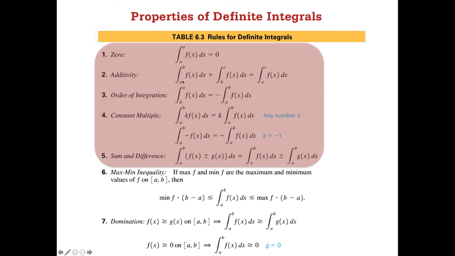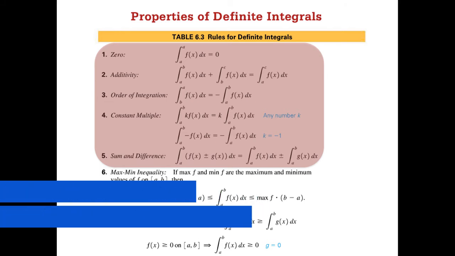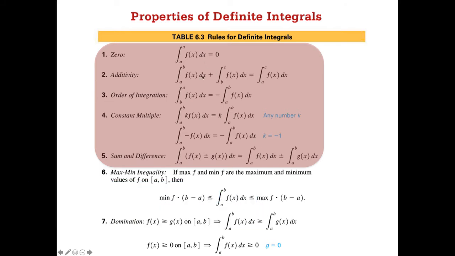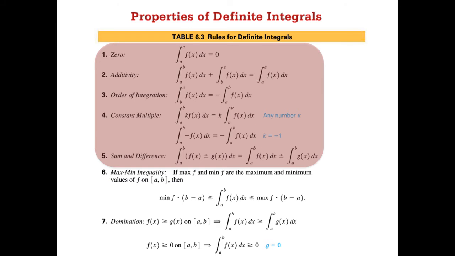So look, where the first integral ends is where the next integral begins. So b is the link between a and c. So that's the transitive property. That's how I think of that, right? If a equals b, but b equals c, then a equals c kind of thing, right? That's where that idea is coming from. That's how I remember it. Maybe it'll help you, maybe it won't. But that's the second property. Let's look at the next one.